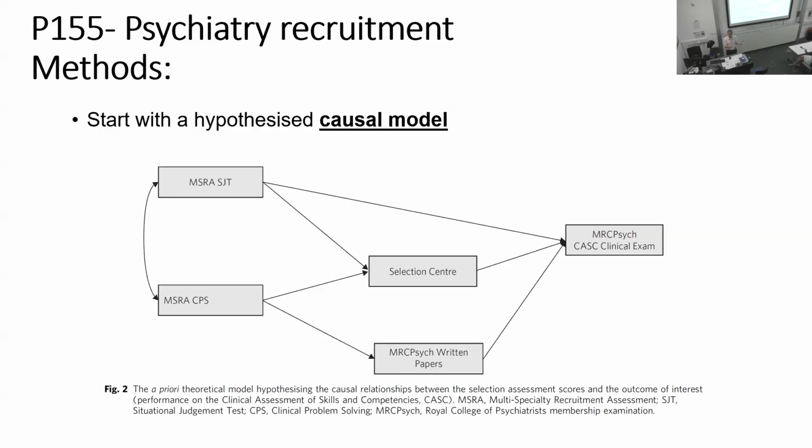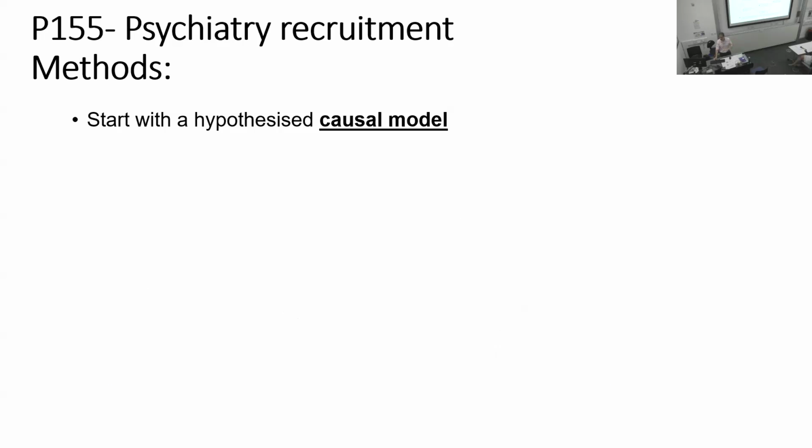So in this case, based on some previous work we'd done in different data, not to do with psychiatry, but other ones, we had a causal model about how the different assessments as part of recruitment worked with each other. So we've got the situational judgment test, the selection center, the knowledge-based test, the CPS, and our final outcome, which we were interested in, was the CASC, which is the high fidelity clinical simulation exam psychiatrists take as the final part of their membership exam. So you start off with a causal model.